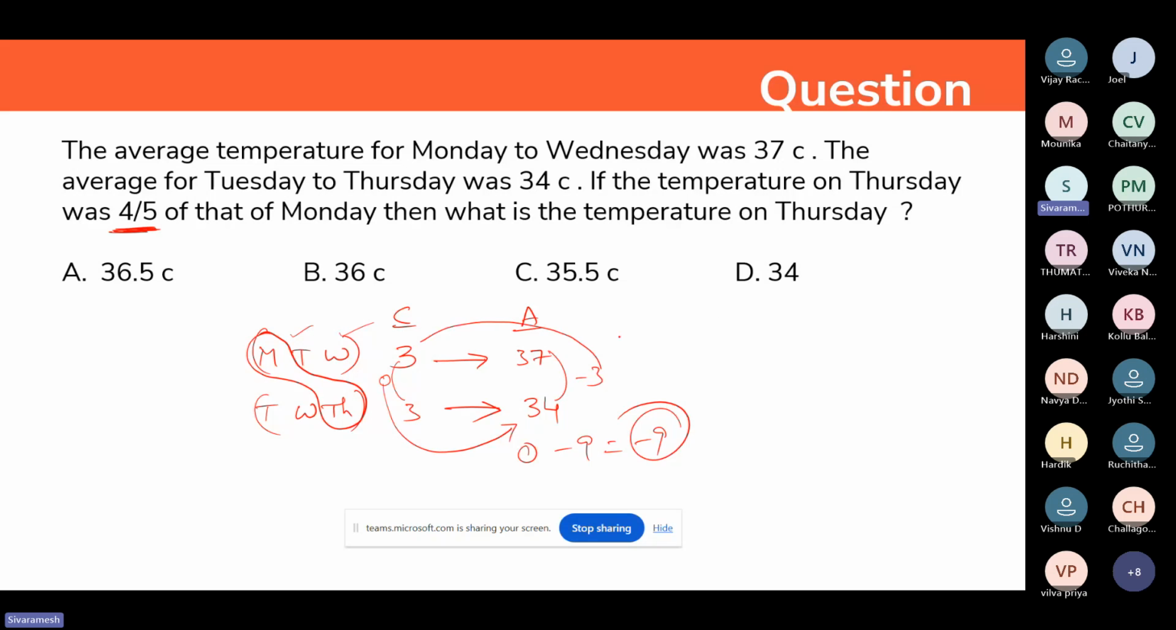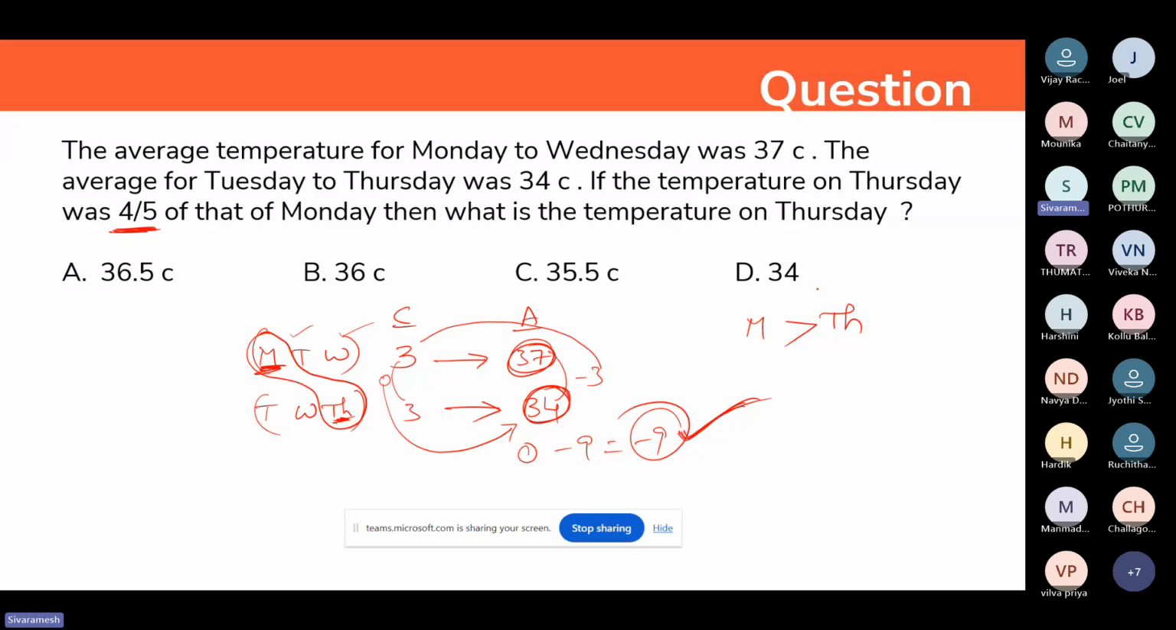Now, you can easily guess which temperature will be more, either Monday or Thursday. You can simply observe when Monday is there, the average temperature is 37. When Thursday was there, the temperature is 34. Obviously, I can say that Monday is greater than Thursday, because when Thursday came, the average decreased. That's the reason Monday's temperature is more than Thursday's temperature. Now, how much more? Monday temperature is 9 degrees more than Thursday. Okay, I think 95% of the people solved up to here. You might get the answer 9, but you might have got stuck here in between.